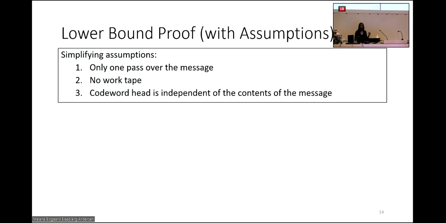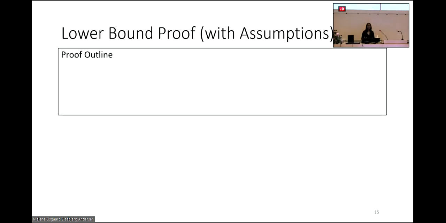And the third assumption that I make is the codeword head is independent of the contents of the message. So essentially, irrespective of what message you have, the codeword elements written in step 1, step 2, and step 3 of the RAM program are pre-decided. It doesn't depend on the message itself. So given that we've made these three assumptions, the lower bound is as follows.